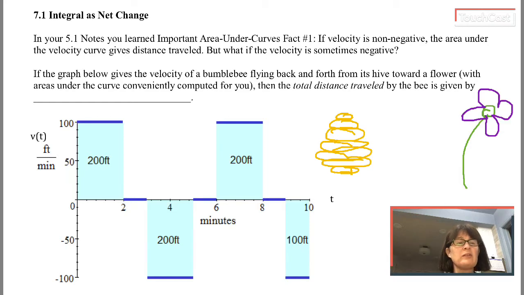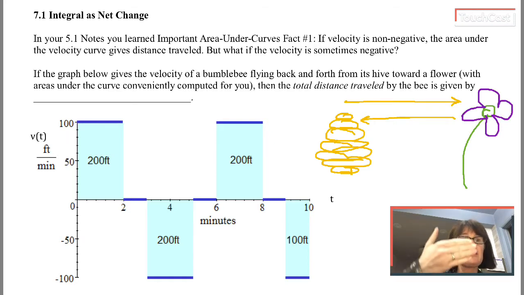Well, remember what we learned about velocity back in chapter 3 or 4, that if velocity is negative, that implies motion is backward. So think of this example. I have a bumblebee. This is a beehive and the flower. I have a bumblebee flying back and forth between the hive and the flower. Sometimes the bee is flying from the hive toward the flower, and then sometimes the bee is flying from the flower toward the hive. So how does that change how we think about distance, to know that sometimes the bee is moving toward a goal and then moving back away from that goal?